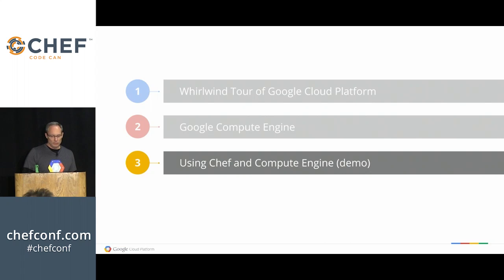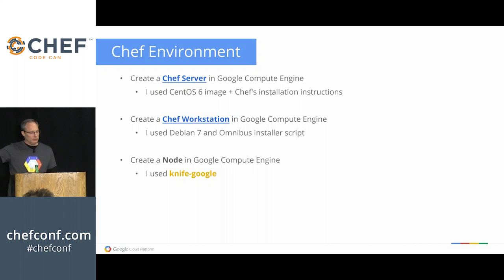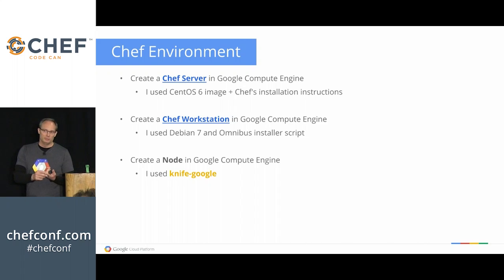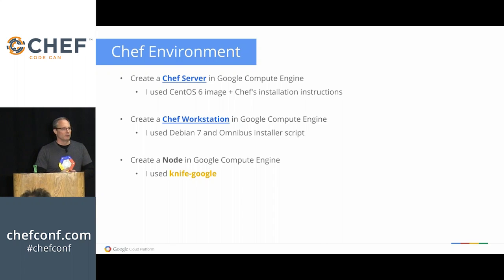All right, so using Chef and Compute Engine. So my environment, I showed you the little screen, the developer console where I had a couple of these instances. I've got a Chef server that I used CentOS in and just followed Chef's, this is the open source version of the Chef server. And then I created a Chef workstation. I used the Debian 7 image and then the Omnibus installer. And then I used Knife Google. So we have a plugin that we've contributed to the open source community. It was originally written by Ranjib Dey and Paul Rossman here. It's Knife, right? So everybody knows Knife to bootstrap an instance. So this just allows you to do it over Google's API.